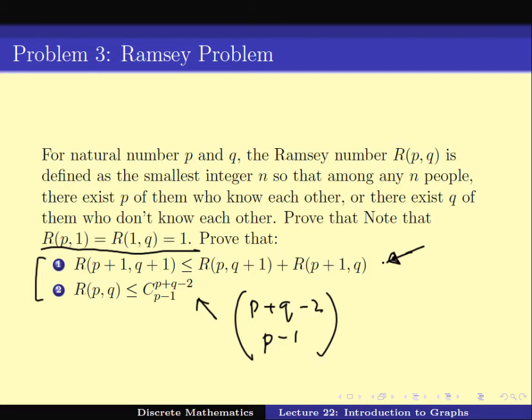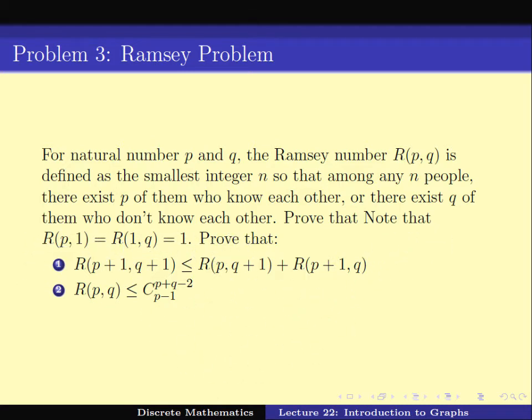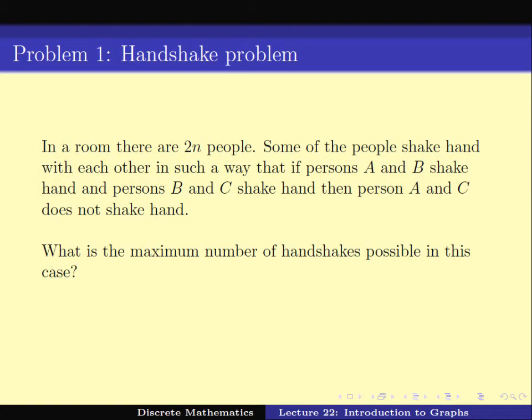So here are three problems that we have seen just now. Let me quickly flash all these three problems once again. We have this handshake problem where we say that there are 2n people and there are no three people who have shaken hands with each other. Then what is the maximum number of handshakes possible?